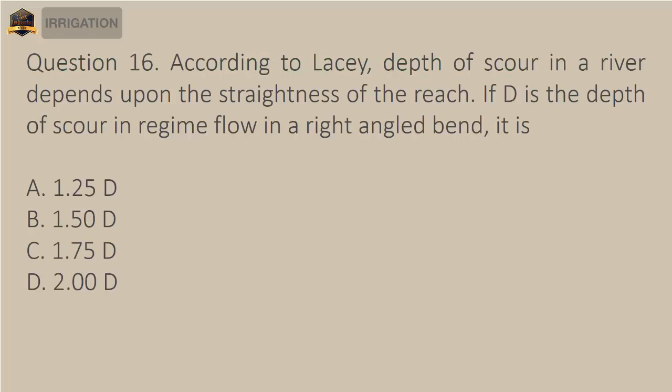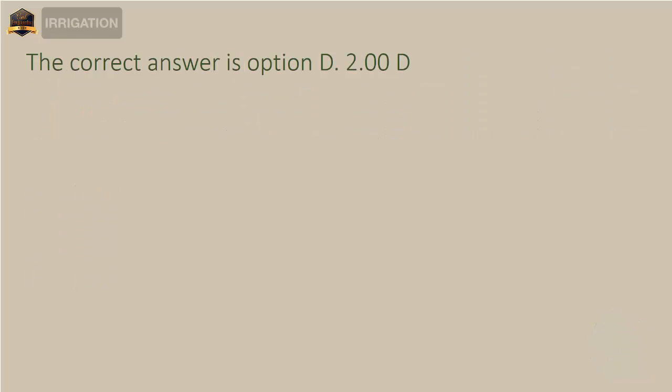Question 16. According to Lacey, depth of scour in a river depends upon the straightness of the reach. If D is the depth of scour and regime flow, in a right-angled bend it is A. 1.25 D. B. 1.50 D. C. 1.75 D. D. 2.00 D. The correct answer is option D, 2.00 D.